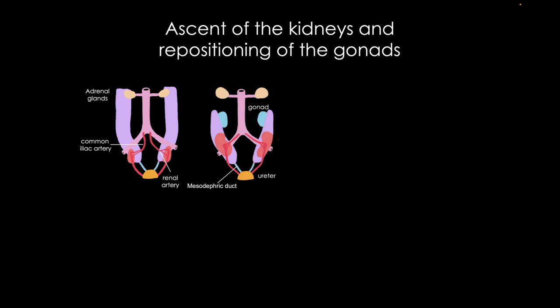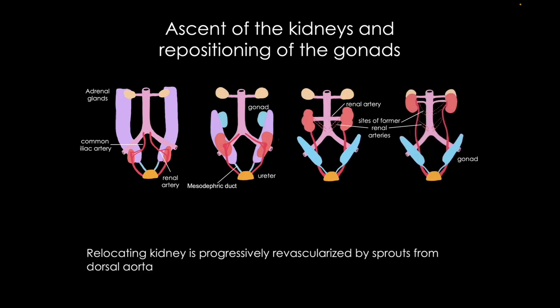So here we can see the kidneys are ascending, and as they ascend, we know that they need to maintain a blood supply. And so they are progressively revascularized by sprouts from the dorsal aorta. And then as those sprouts vascularize the kidney, the others will degenerate. So again, I just want to reiterate that this mechanism is really not well understood. And what's important is that you know that the kidneys have to ascend to their final place below the adrenal glands.